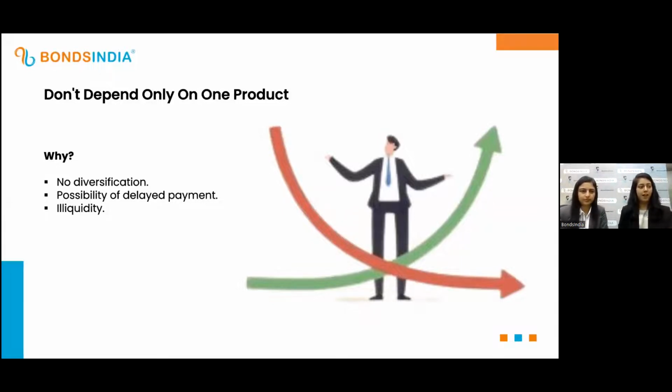So the first and foremost don't that we want to cover is that, as we have seen in the previous slides, it is very important to diversify one's portfolio. Depending on only one product, whether it's a high yielding bond or a AAA rated bond, putting all your money in one type of security can increase one's risk exposure. It is always better to avoid risks associated with illiquidity, for example, or the possibility of the issuer not being able to meet its financial obligations on time. So it's always better to diversify your portfolio, even if it's a fixed income portfolio.